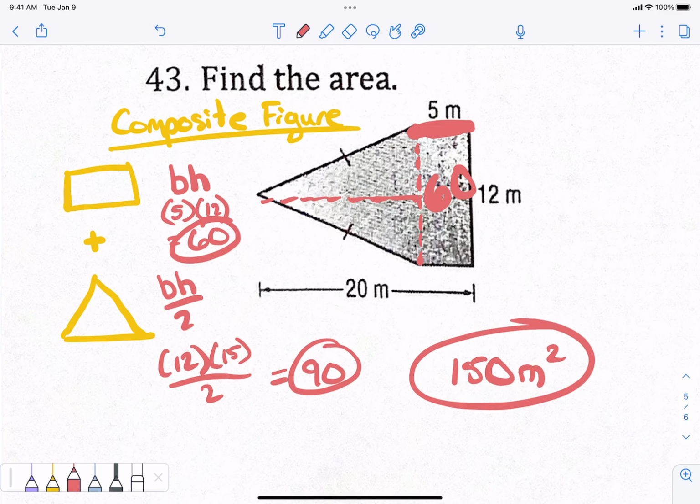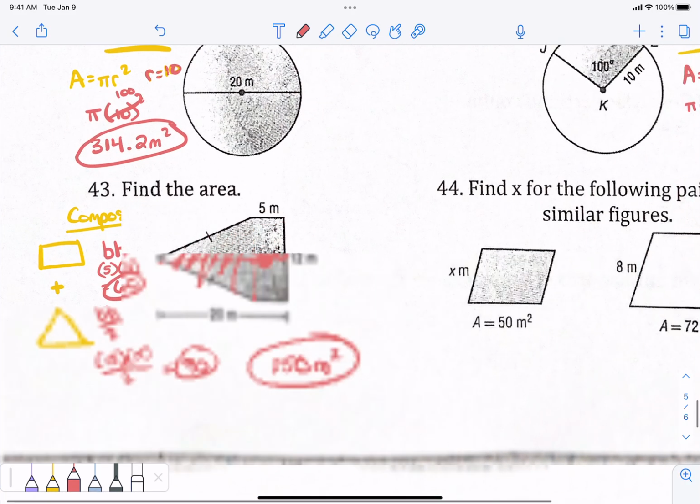Then my total area, 60 and 90, is 150 meters squared. You just add them together. Because this area is 90, this area is 60, so the whole area is 150. Very nice.